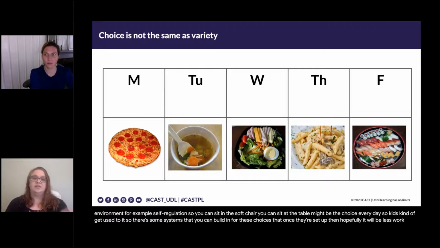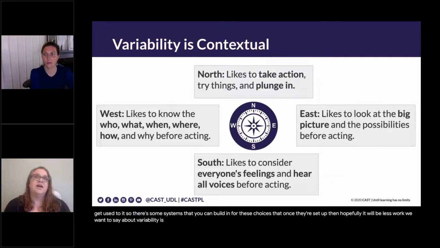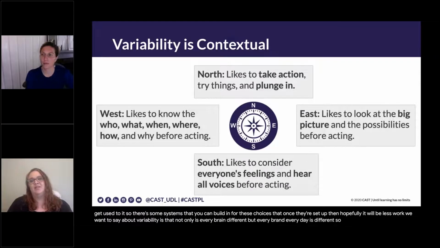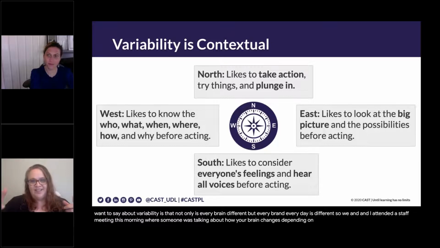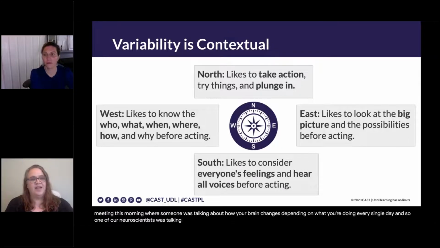Another thing that we want to say about variability is that not only is every brain different, but every brain every day is different. Amanda and I attended a staff meeting this morning where someone was talking about how your brain changes depending on what you're doing every single day. One of our neuroscientists was talking about that. In addition, it depends on what context you're in as to what you might need on any given day.